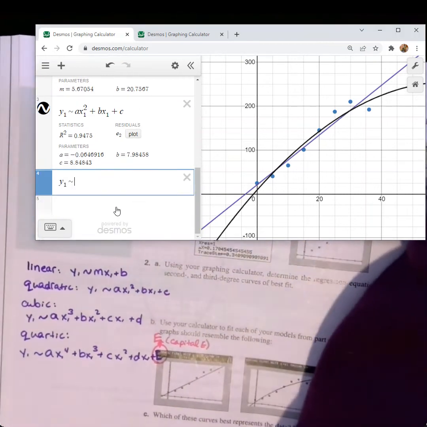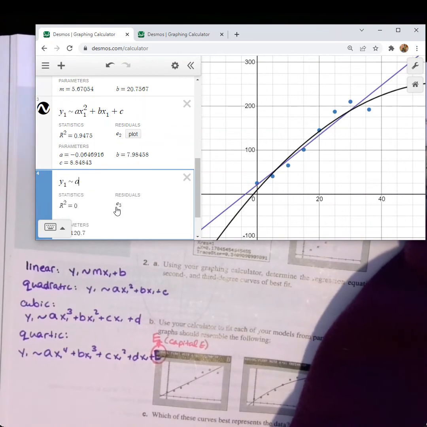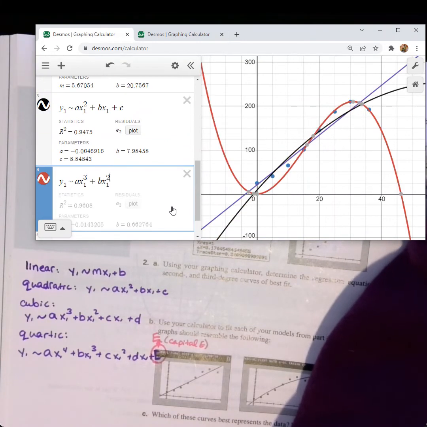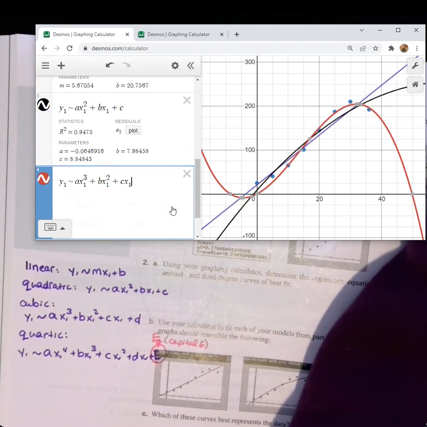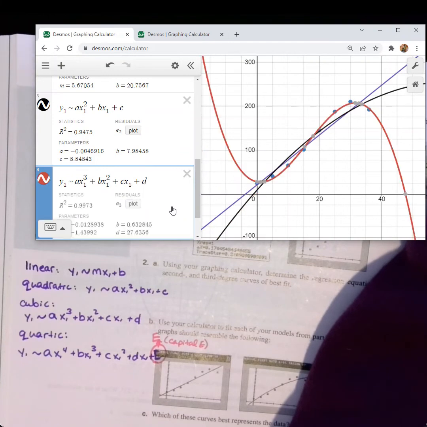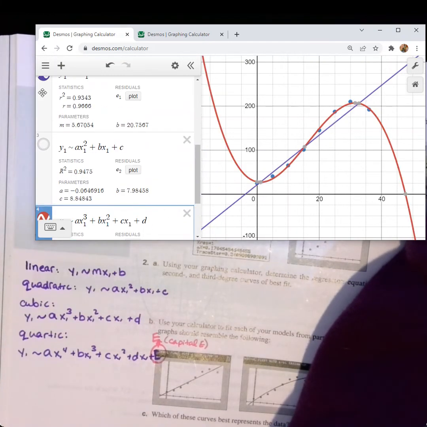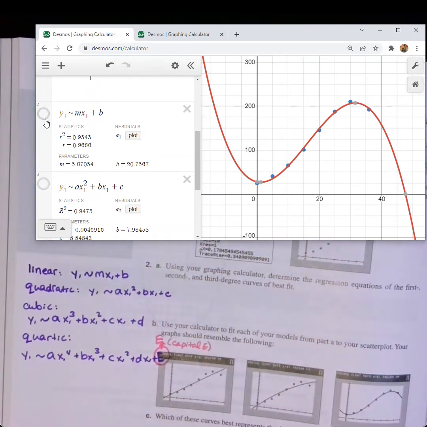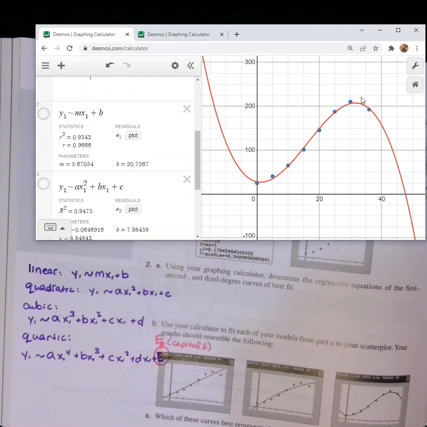So y1 is approximately, let's try it, ax1 to the third plus bx1 to the second plus cx1 to the first plus d. All right, let me turn the other two off because there's a lot of clutter going on here. And now, ooh, this model seems to follow the trends of the data. It's curving with the data set, so this model is a good fit.